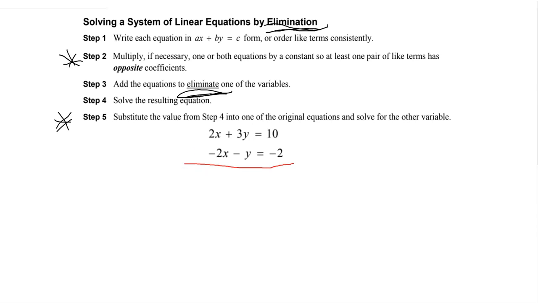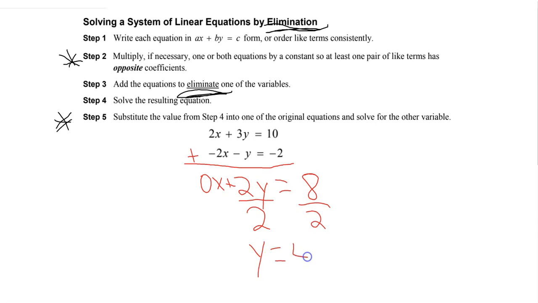Positive 2x plus negative 2x gives me 0x, so that's going to eliminate my x. If we add 3y to negative 1y, 3 minus 1 would be 2y, and it's going to be a positive. And 10 plus negative 2 gives us an 8. So now I just have 2y equals 8. To solve this, I divide both sides by 2, and I got y equals 4.